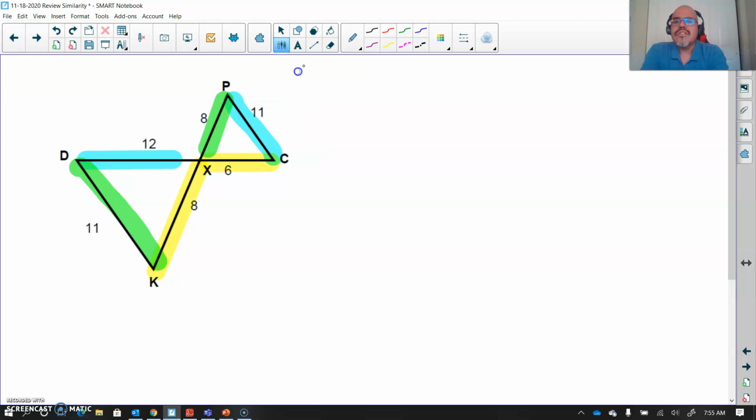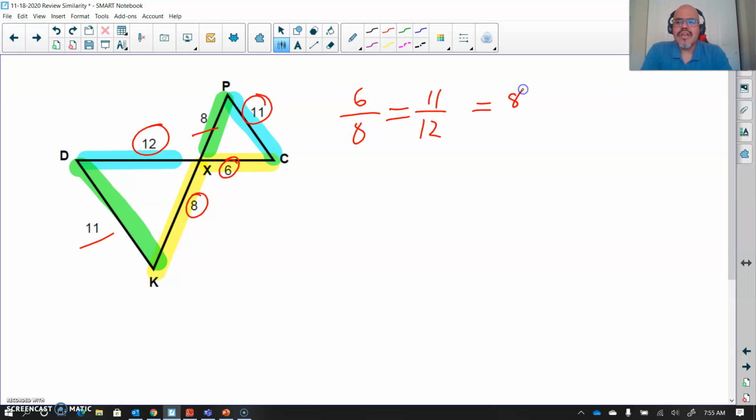So then we just match up our similarities. We have 6 divided by 8, because that comes from this angle, this triangle and this triangle. See if that's equal to, now the next side in succession, which is going to be this one and this one, so 11 divided by 12. And remember, these all have to be proportional. Then let's see if that's equal to 8 divided by 11, or 8 divided by, let's see, make sure that I have everything.